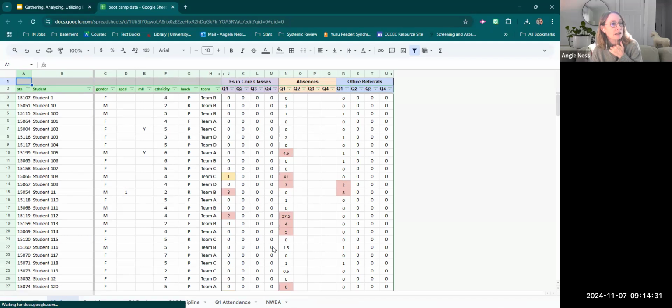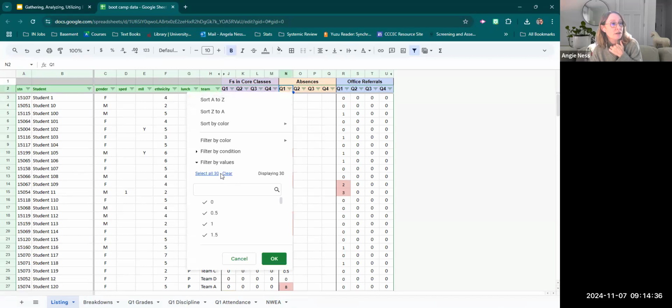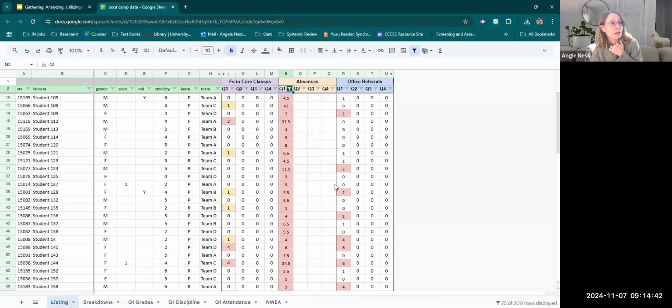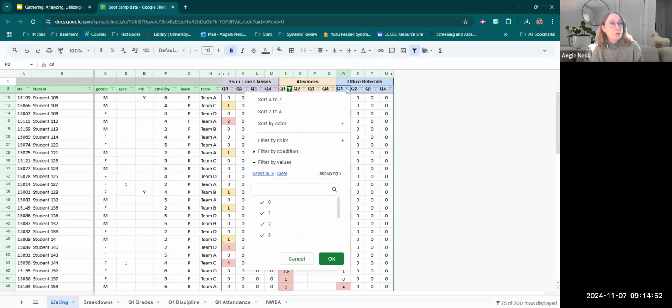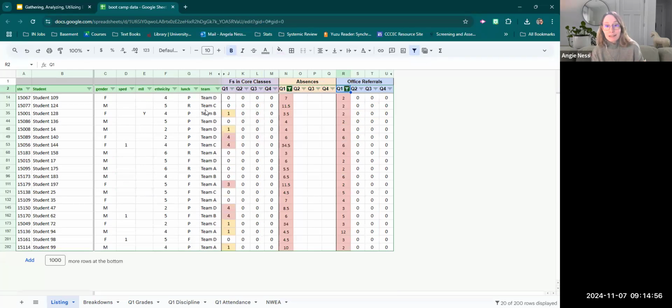I could easily see where these students are. If I wanted to filter out by, say, the students that had 3 or more absences, I could easily see who those were. 75 kids, that's a lot. So I could even narrow it down to the ones that had 2 or more office referrals. And so now I have a nice small group that's easy to work with, that's based on data.